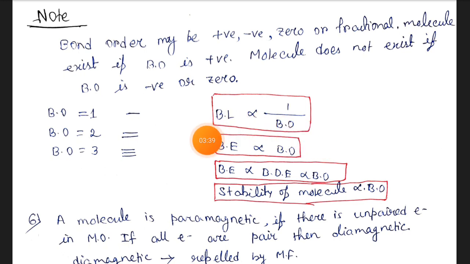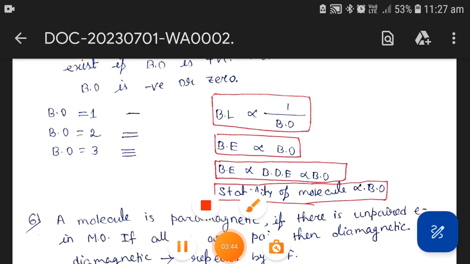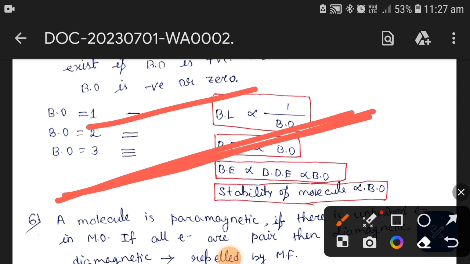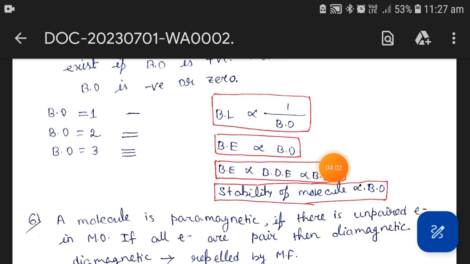Next, bond length. Bond length is inversely proportional to bond order. So if the bond length increases, then the bond order, that is the strength of the bond, decreases. Next, bond energy is proportional to bond order. So here we can say that a triple bond is stronger, with more bond energy than a single bond. Bond dissociation energy is proportional to bond order, so the bond dissociation energy of a triple bond is more than that of a single bond.